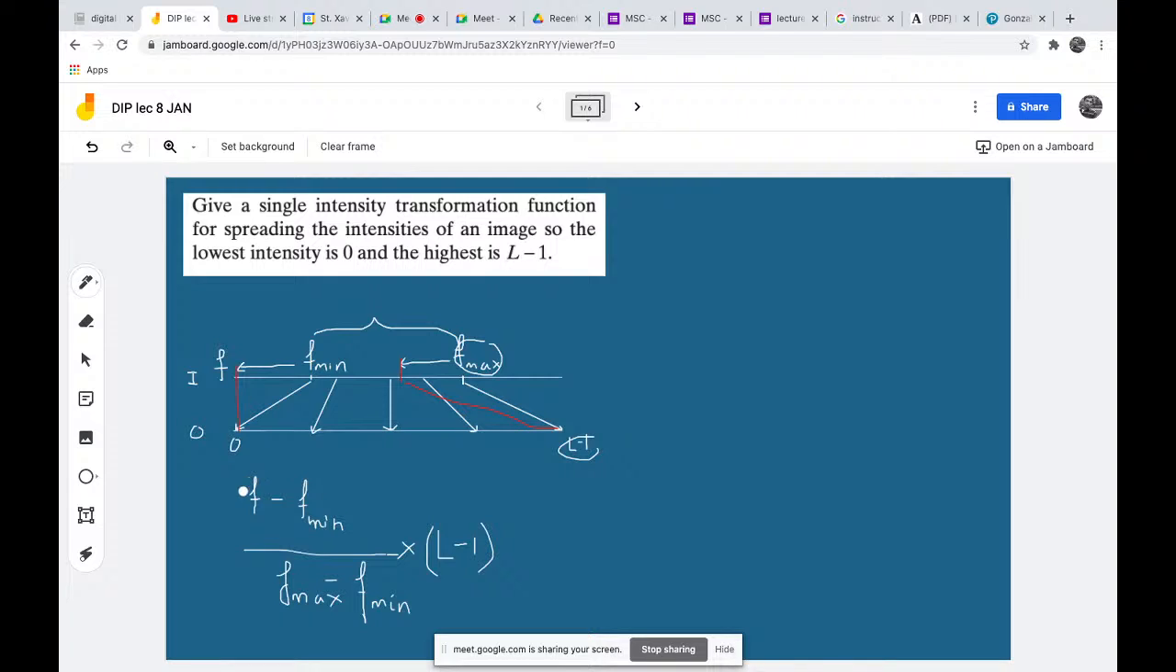But if the input is f max and I put it here, then it becomes f max minus f min. But f max minus f min is the denominator, so it will cancel out. It will give you 1. 1 into L minus 1 will give you L minus 1. So when your input is f min, the output is 0. When your input is f max, the output is L minus 1.